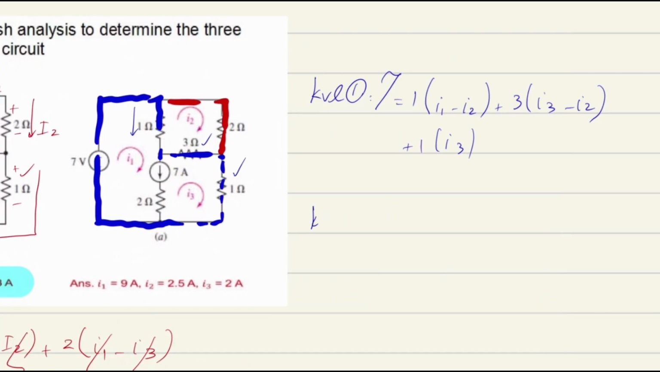So KVL number 2 is going to be related to the red one. Let's use that specific color. KVL number 2 is going to say that because everything is about the voltage drop, 0 equals 2I2 plus 3 times I2 subtracted by I3 plus 1 times I2 subtracted by I1.